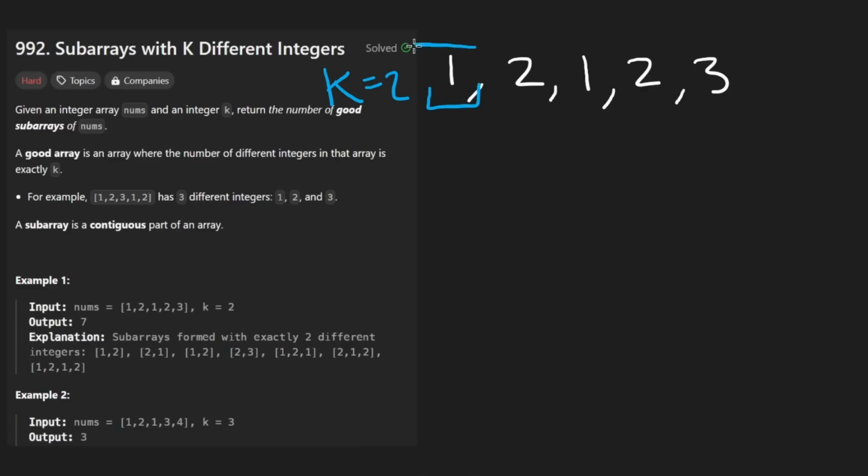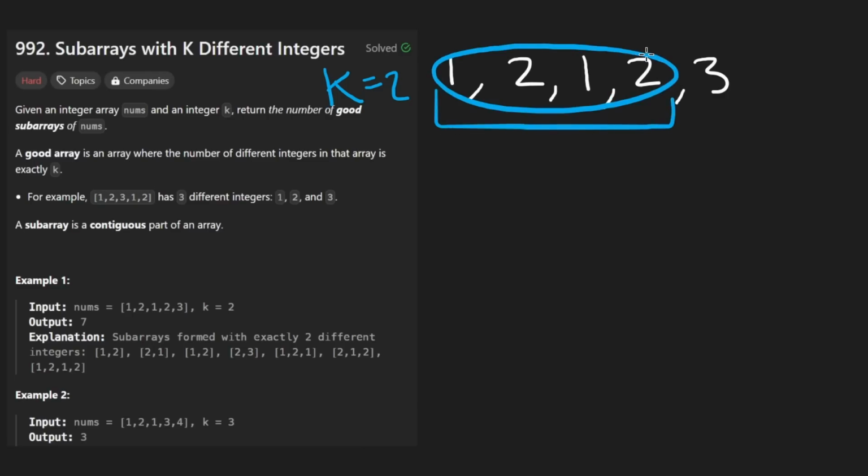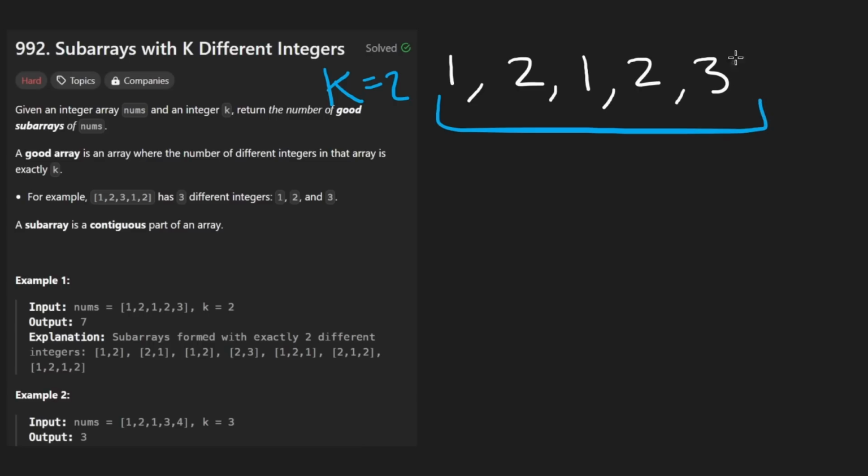So if this is the first subarray, this is the second subarray. Now we do have 2 distinct integers. Before we did not, now we do. So this counts as a good subarray. We add one more element, we still have 2 distinct subarrays. Now we add another, still 2 distinct subarrays. So far we've counted 3. We add this element here. Now we have 3 distinct elements. So this is not a good subarray.